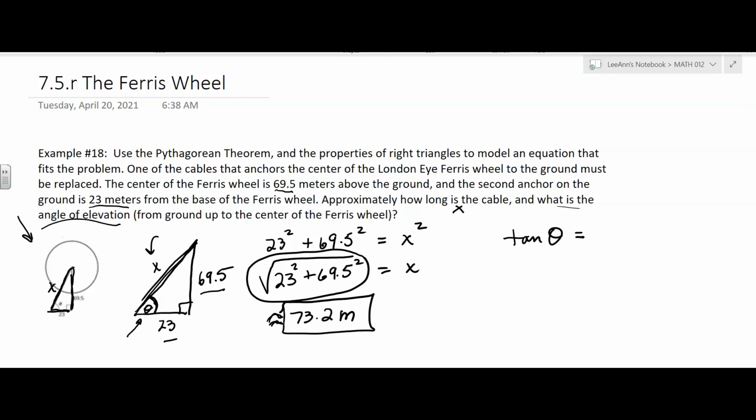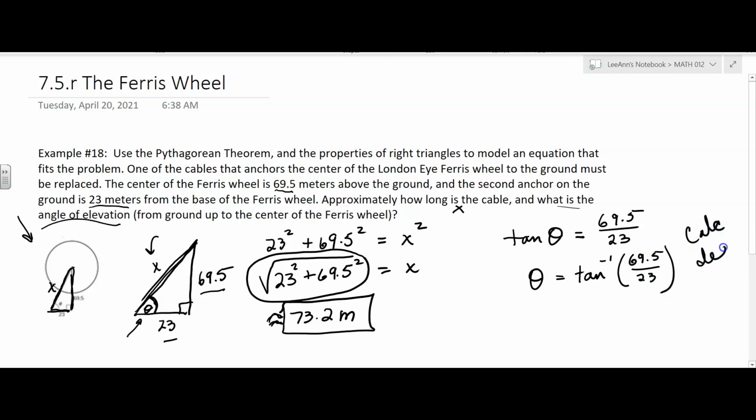And tangent's very convenient because of the domain for tangent. So it's opposite, 69.5, over adjacent, which is 23. And so now we're going to solve that for theta. So we're going to use our inverse tangent button. So we're going to say theta is equal to inverse tangent of 69.5 over 23.